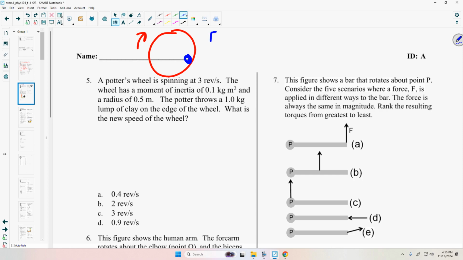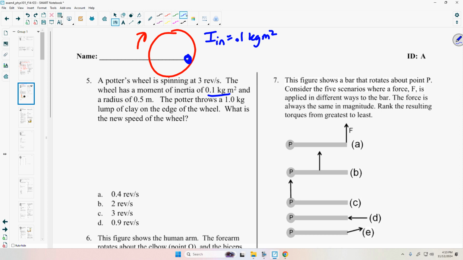It should go in the center, right, where it doesn't change the moment of inertia at all. But in this case, they throw it onto the edge, and it makes the moment of inertia go up. So I want to first find out what is the initial moment of inertia. Well, I tell you what that is. It's just equal to 0.1 kilogram meter squared. That's convenient. Yay me, right?